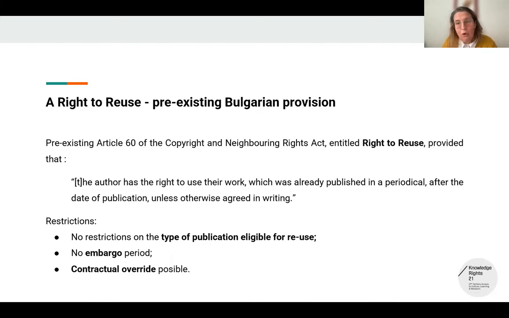It could be the author's accepted manuscript, it could be the version of record. And there is no mention of how the creation of the work was funded. So it's a very broad provision. Of course, the provision did not provide for an embargo period, but of course, the possibility for contractual override of the provision made it ineffective and left scholarly authors vulnerable to scientific publishers' practices.